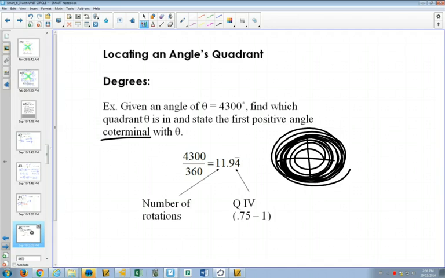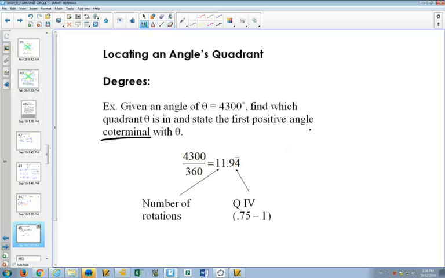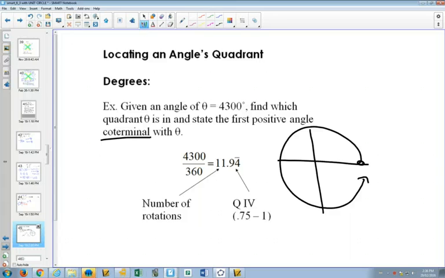Okay. Now, because it goes 0.94 in that last decimal, 11 times around would end here, right? Because it's 11 full circles. And then 0.94 is a percentage, 94% around. Does it make sense that this is halfway around, so that would be 0.5? Here we have a quarter way around. Here we have 3/4. And so 0.94, because it's between 0.75 and 1, tells us that it has to be in quadrant 4. So that's if you have a calculator.